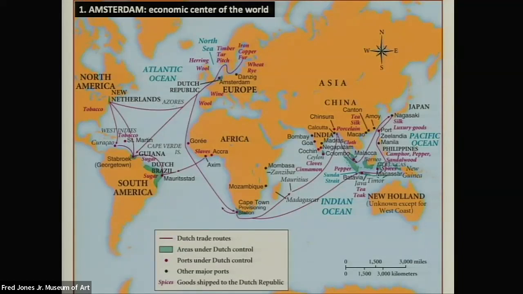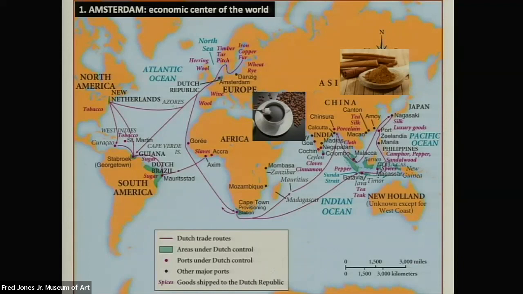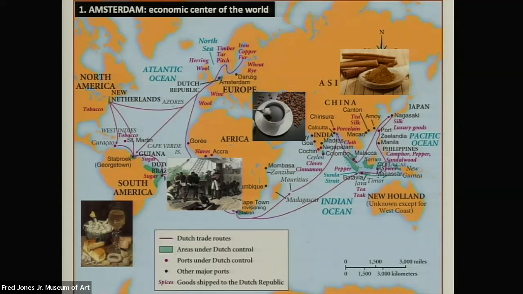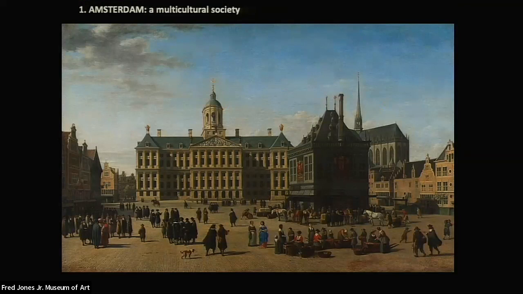Ships from the Netherlands brought home, among other goods, spices from Asia, coffee from the Middle East, sugar from South America, and slaves from Africa transported into far-flung Dutch colonies for the production of these many goods. After arriving in Amsterdam, the riches brought from around the world were loaded onto barges, which disgorged their wares here in Amsterdam's town square. I show you a 17th century Dutch painting of this square.